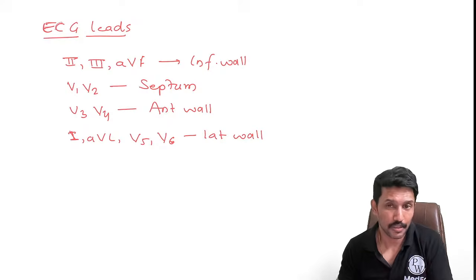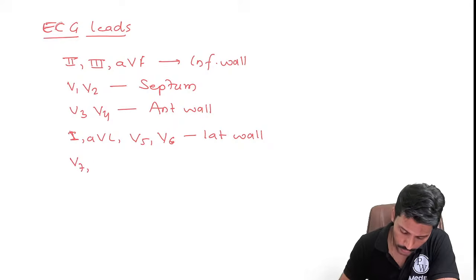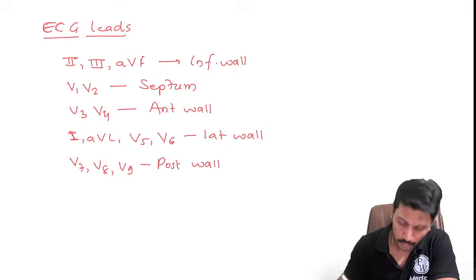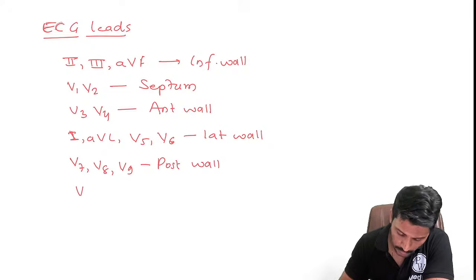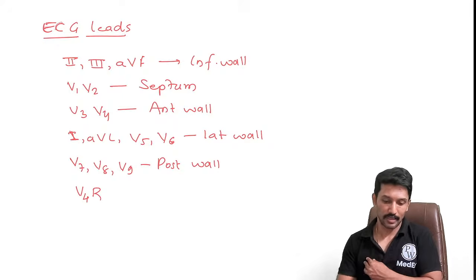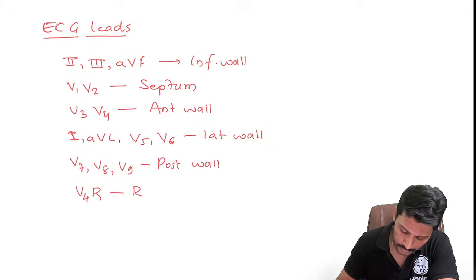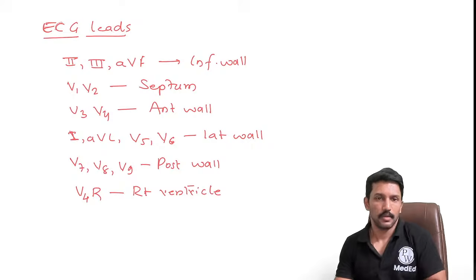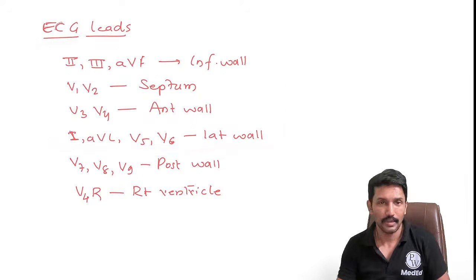There is no direct representation of the posterior wall, but if you are suspecting posterior wall MI, you can do additional V7, V8, V9 ECG for the posterior wall. The 12 lead ECG does not have posterior wall representation. We have to additionally do a separate ECG with extra leads. Or if you are thinking about right ventricle involvement, then we have to do an additional right-sided lead. Otherwise, leads are placed on the left side, but I can place a lead on the right side, which is called V4R, that is for the right ventricle. So the standard 12 lead ECG only has representation for the inferior wall, septum, anterior wall and lateral wall.